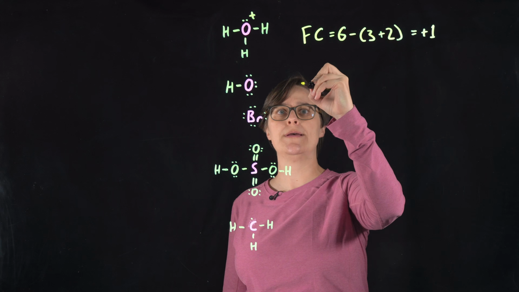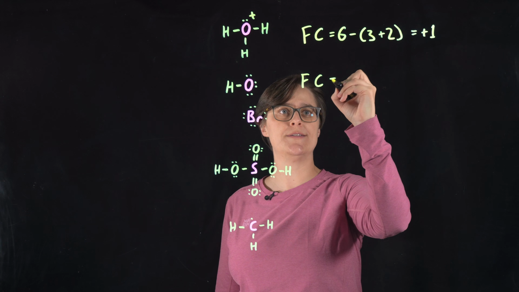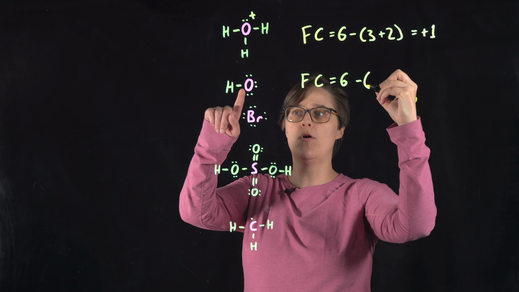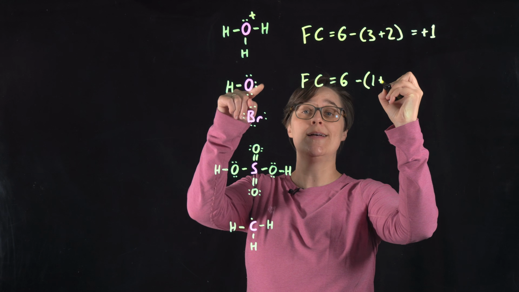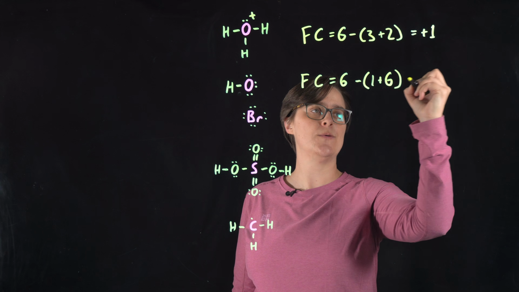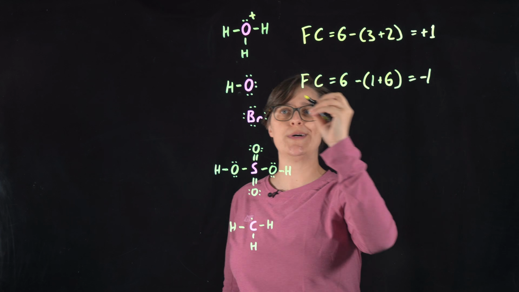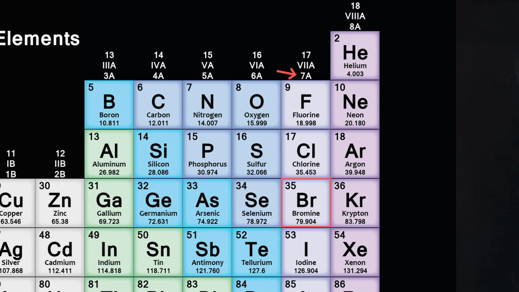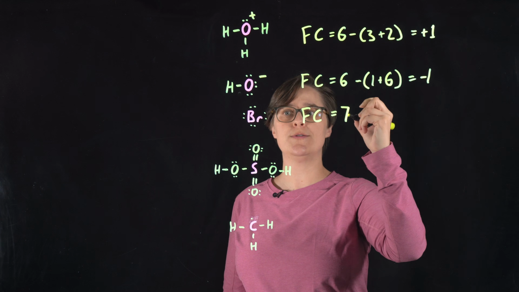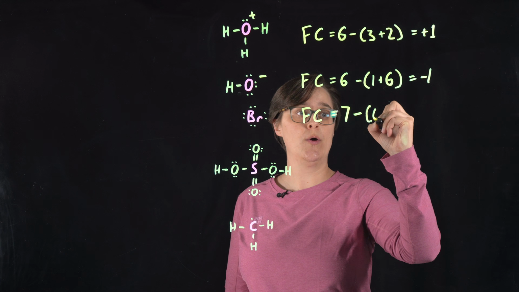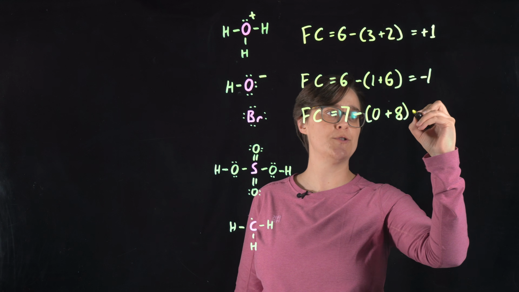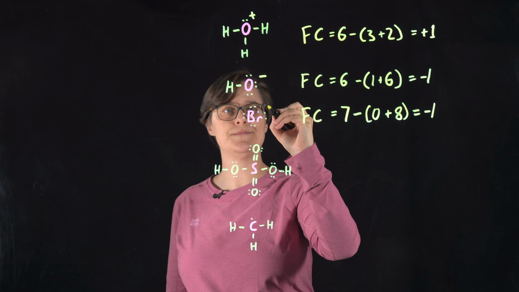Second example, we are once again dealing with oxygen, so it's in group 6A, but this time we have 1 line and 6 dots. So it has a formal charge of -1. Bromine is in group 7A of the periodic table. So 7 minus, we have 0 lines and 8 dots. So it has a formal charge of -1.